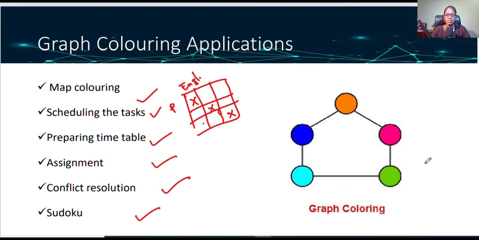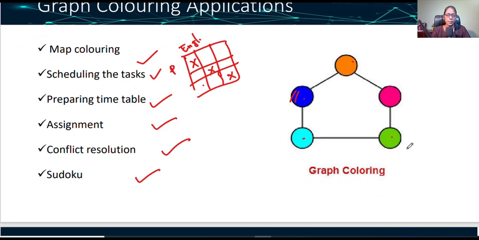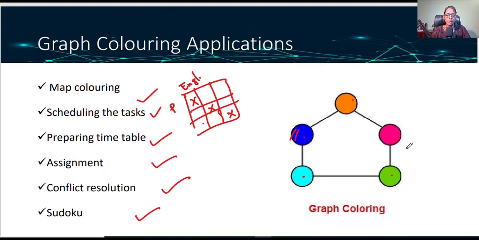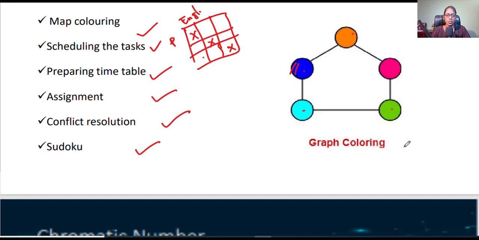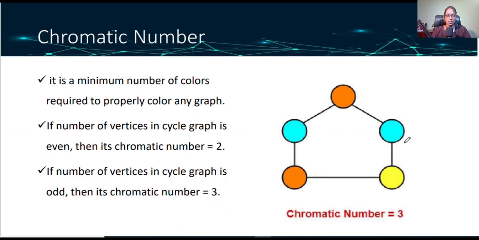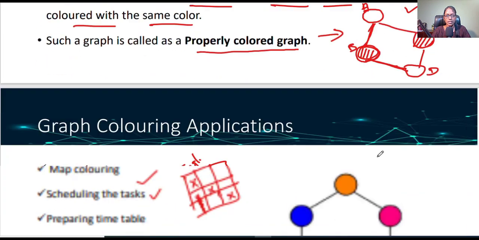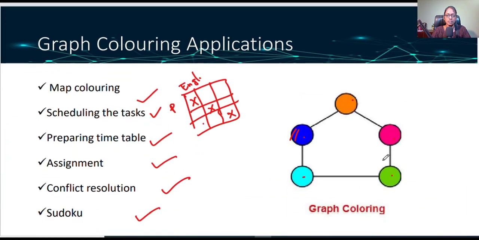Here you see a simple example of graph coloring. You can assign whatever color you want. Here it is blue and orange, rose and blue and green and all. You can assign every node maybe a different color. But the next chapter you are going to see is the chromatic number. You can assign 5 colors here, right?